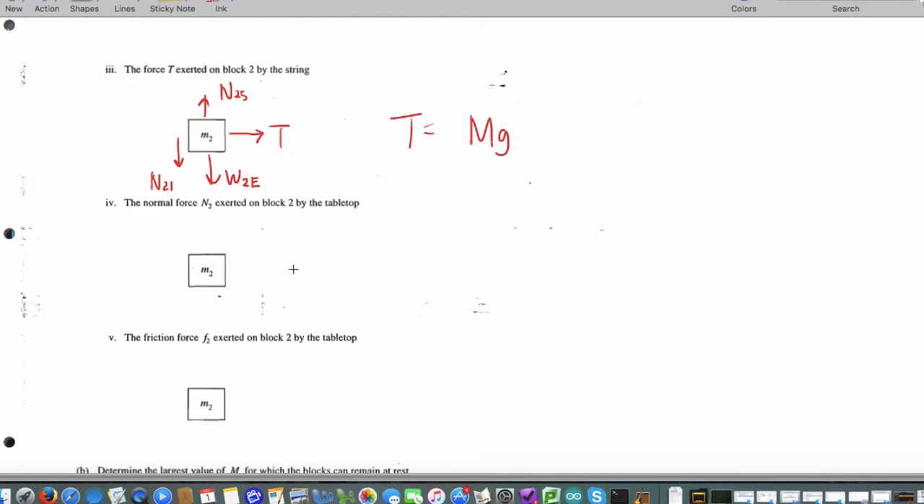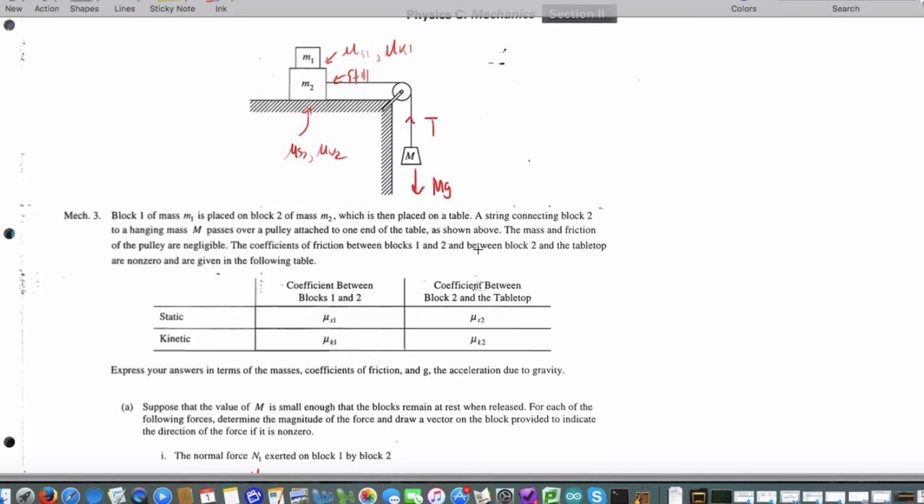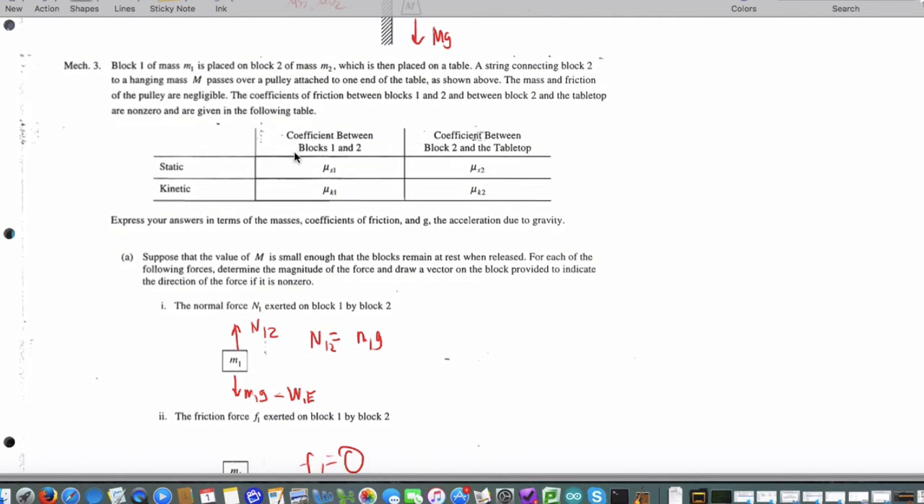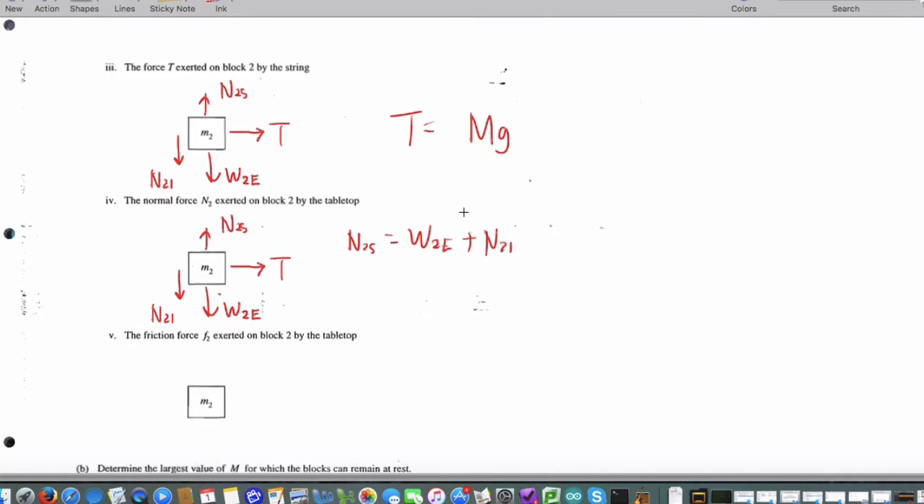Now, the normal force exerted by the tabletop, I'm just going to copy all this free body diagram stuff here. You only needed to draw one of these forces, but on each of these blocks, we'll just go ahead and move it all here. So, let's figure this out. We have normal on 2 due to the surface equals weight of 2 due to the Earth plus the normal of 2 due to 1. But we also have here that the normal on 1 due to 2 is M1 g, so we can employ Newton's third law to help us right here.